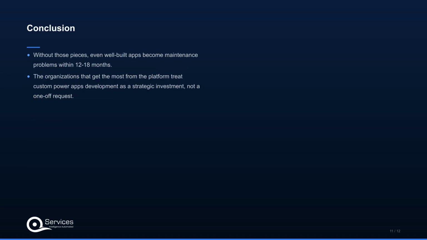Let's talk about the conclusion. Custom Power Apps development works when it's planned properly: the right app type for the use case, a data model that scales, Power Platform governance in place before adoption grows, and Power Platform ALM processes that keep things running after handoff. Without those pieces, even well-built apps become maintenance problems within 12 to 18 months.